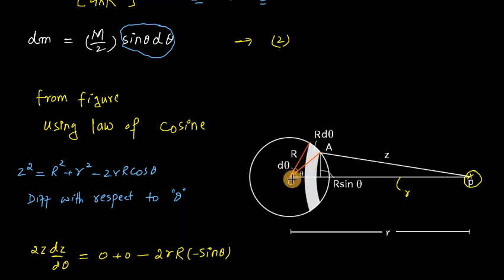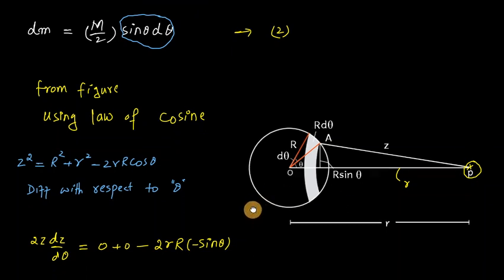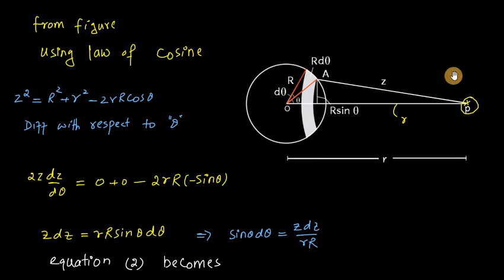So we have a triangle OAP, and from the law of cosines, the relation between these three variables is z square equal to R square plus small r square minus 2 R small r cos theta. Now differentiate this equation with respect to theta. So we obtain this expression. Here the radius R is constant because it doesn't change with the value of theta.